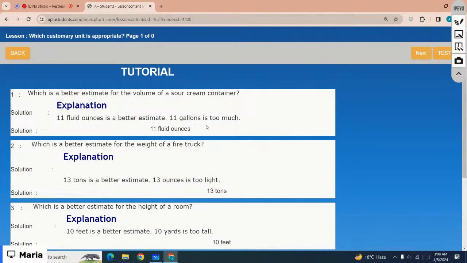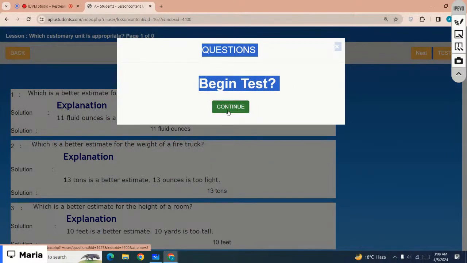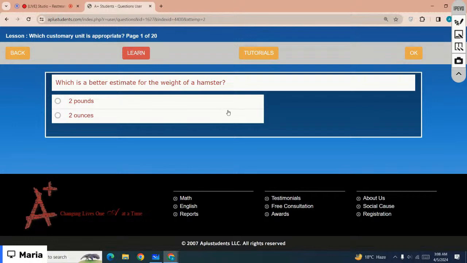Here you are not given the options. So let's just start with the test questions, because on the test questions you have options. Okay, which is the better estimate for the weight of a hamster? Which is the correct option?